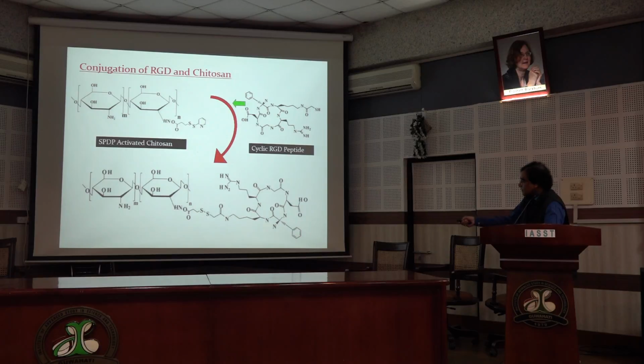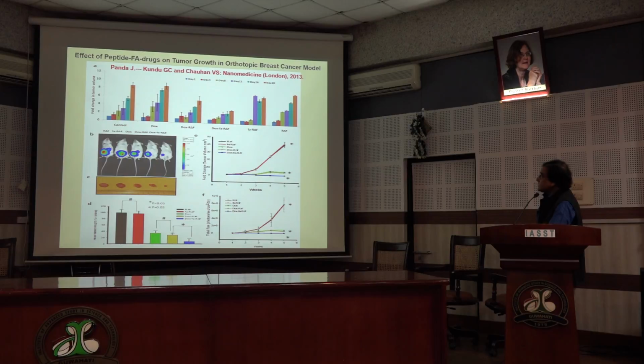And again, that pointer is not working. So now this conjugated chitosan particle we tag with hydroxytamoxifen for ER/PR positive breast cancer, or paclitaxel, or some small molecule inhibitors, and we have delivered them, and that line of work is going on.